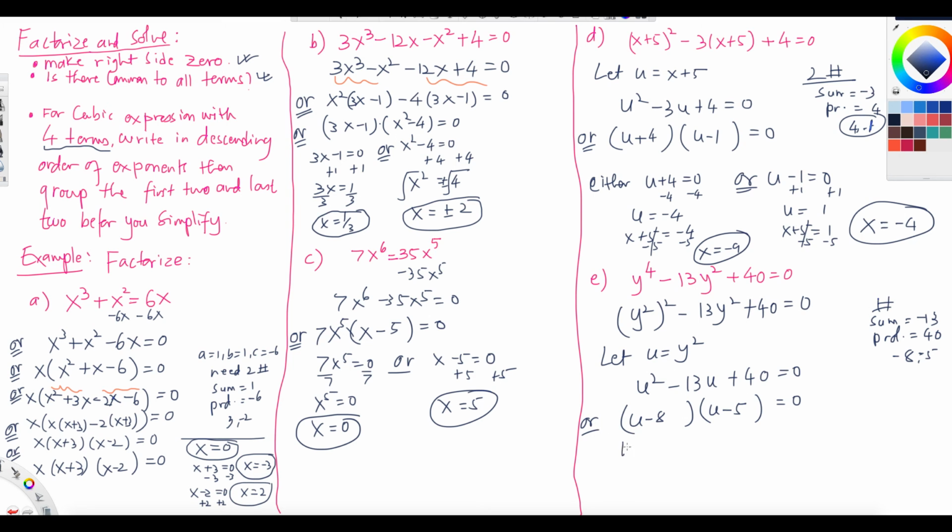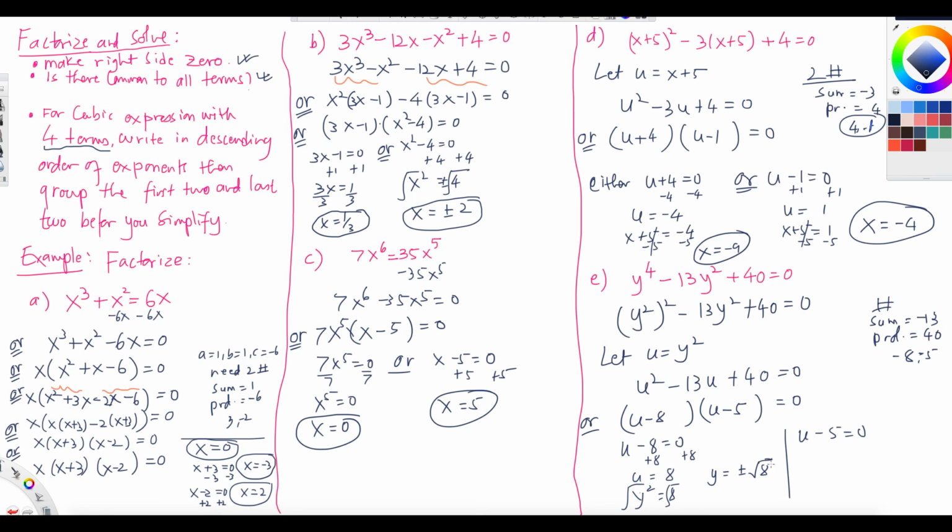Now either u minus 8 equals 0, or u minus 5 equals 0, right? If u minus 8 is 0, you add 8 on both sides, you get u equals 8. But what is u? u is y square, right? Equals 8. So what do you get? You take the square root, right? y equals plus minus root 8. When you take the square root, you need to consider both plus and minus.